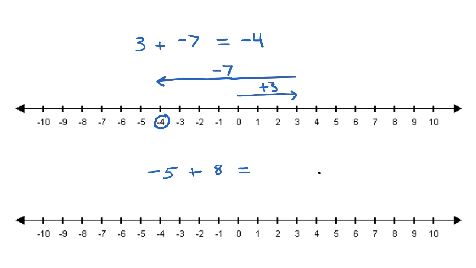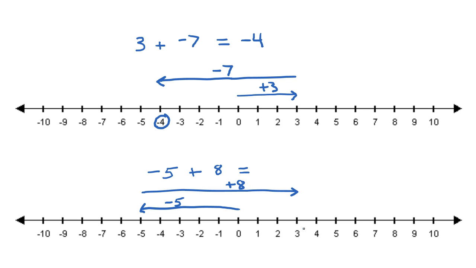This next problem starts with a negative. So the first thing I will do is I will put negative 5 on my number line. That's going to the left because it's negative. Now I'm going to add a positive 8, so I have to go to the right. It will take me 5 units to get back to 0, but then it will take me 3 more units to go a total of 8 units to the right.